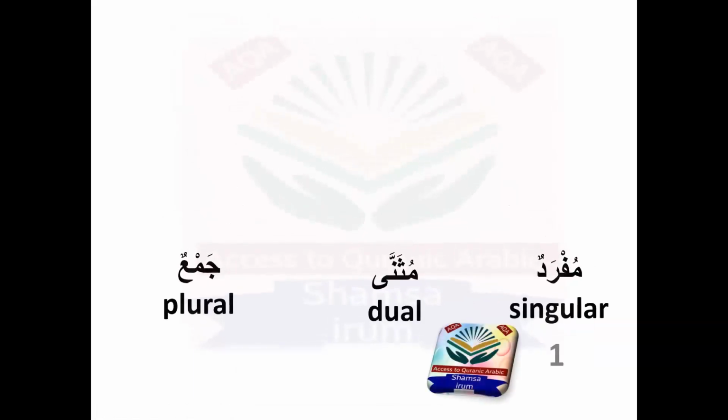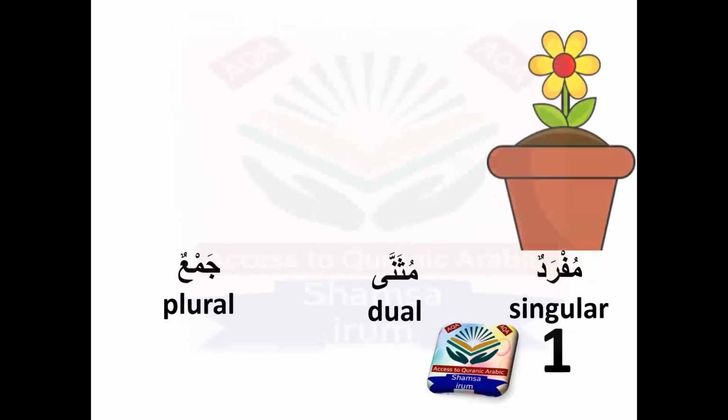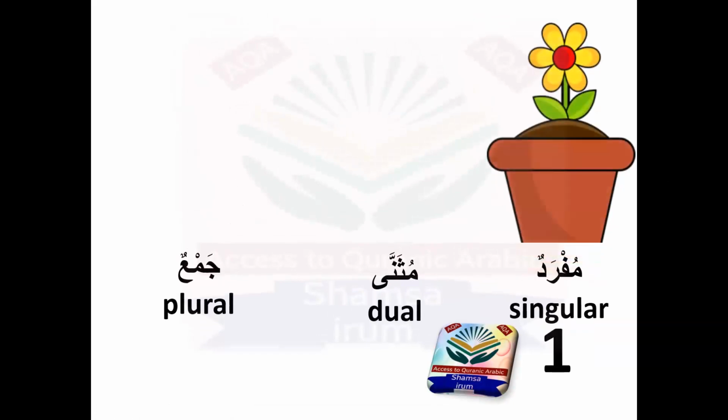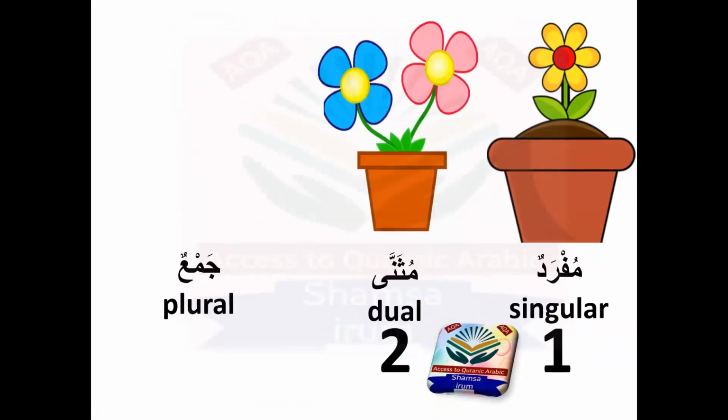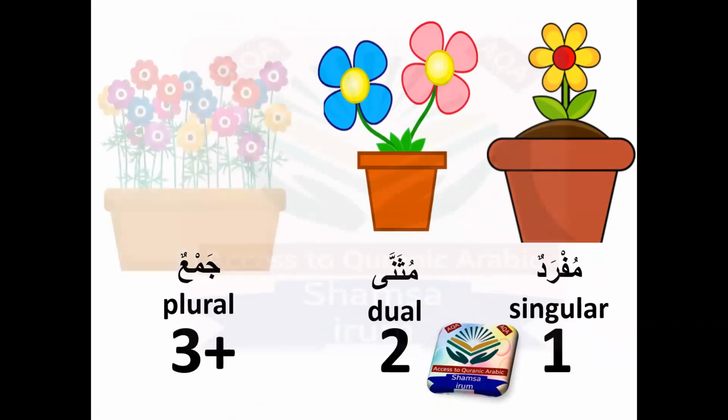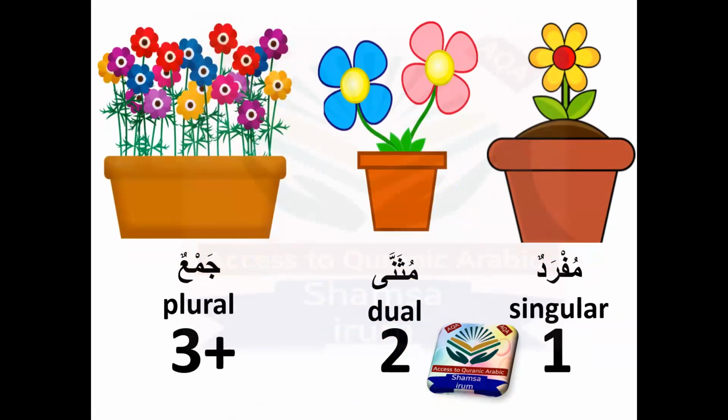Mufradun, singular, means any one thing will come in the category of the mufrad, and any two things come in the category of the musanna, dual. And three plus means any three things or more than three will come in the category of the plural.